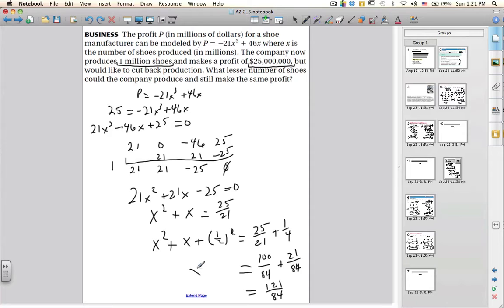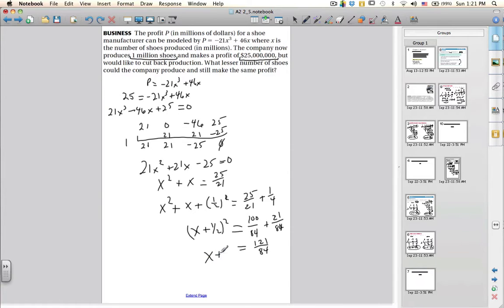This guy factors to be x plus 1/2 squared. And if I go ahead and square root both sides, x plus 1/2 will be equal to plus or minus the square root of this guy. It is going to get a little weird. And then I'm going to subtract 1/2. X equals negative 1/2 plus or minus. Now the square root of 121 is 11. That's great. My numerator simplified out. Over the square root of 84. Well, I know it's 4 times 21, so I can factor a 4 out. I'll get a 2 times root 21.